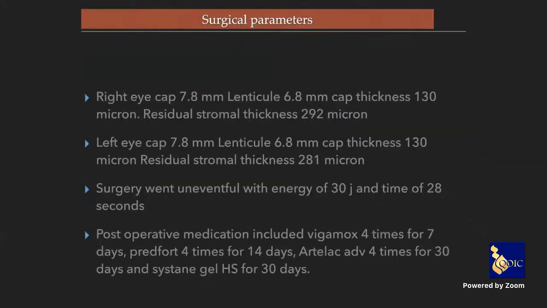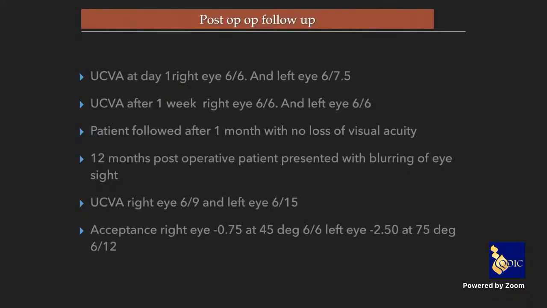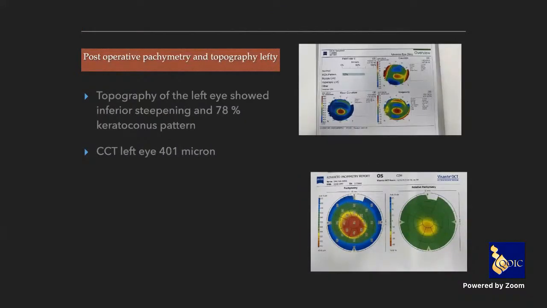So after all this, he underwent an absolutely uneventful SMILE procedure, and then something funny happened. After a week, his vision was not 6/6. His right eye was 6/6, but the left eye was 6/7.5. Twelve months later, he presented to me with blurring of vision, and he had developed astigmatic error. When we did the topography, we found this person was suffering from keratoconus. So definitely there was something we missed in this patient, and it's very important that in refractive surgery, when we are looking for keratoconus, we should use a multimodal approach, not just the history and the clinical examination.